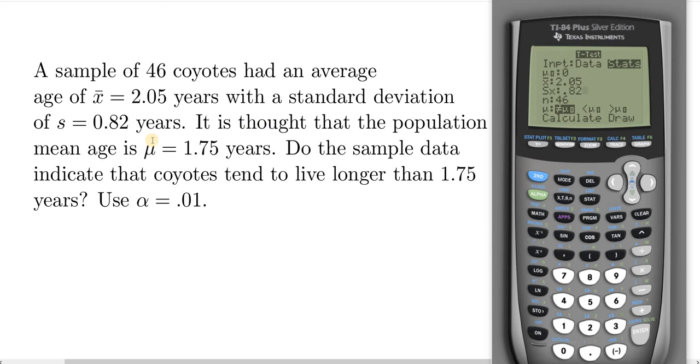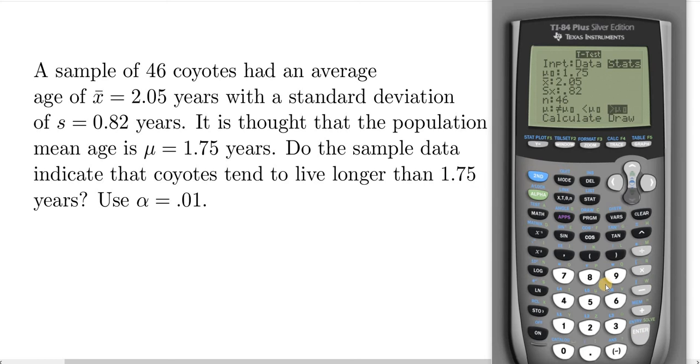It is thought that the population mean age is 1.75 years. So you want to go back up here and enter 1.75. Do the sample data indicate that coyotes tend to live longer than 1.75? So that tells us we have to choose the last symbol here, the greater than one. So choose the one that's greater than because it says longer. Notice it says greater than mu sub 0. Mu sub 0 is 1.75, so greater than 1.75. That agrees with the actual question.